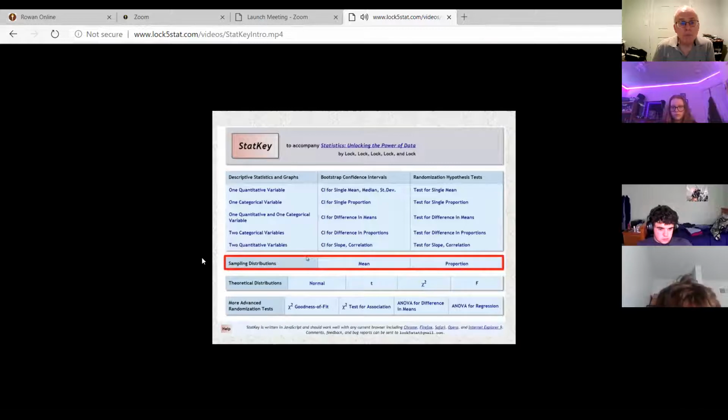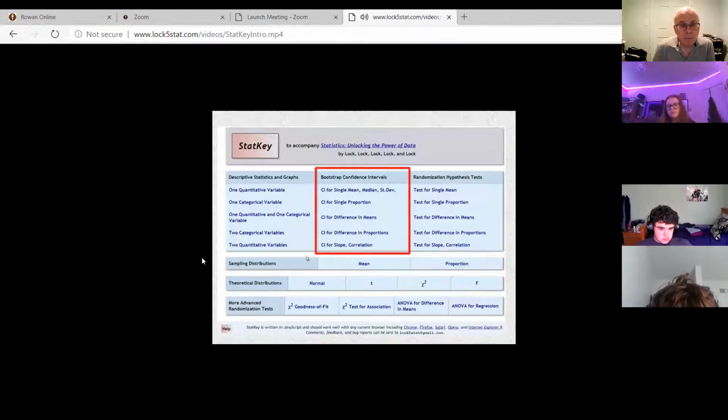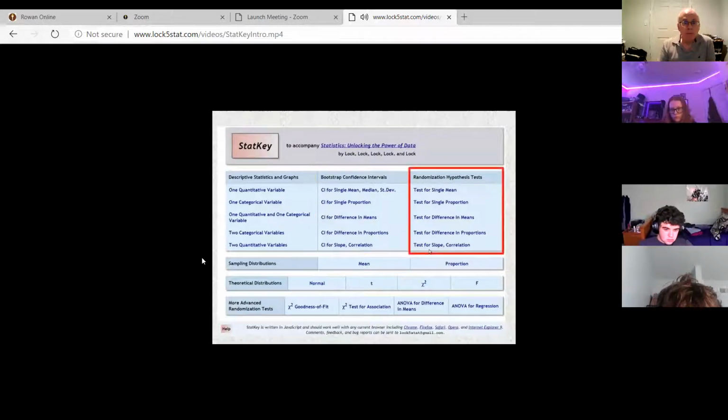Sampling distributions we've implemented for sampling from a population with getting a mean or a proportion. The heart of the program really comes in the sections on bootstrap confidence intervals for doing bootstrap distributions for single quantitative variables, single categorical variables, differences in means, difference in proportions, and also quantitative relationships. And for all those things, we have a similar set of randomization tests set up in this section over here.